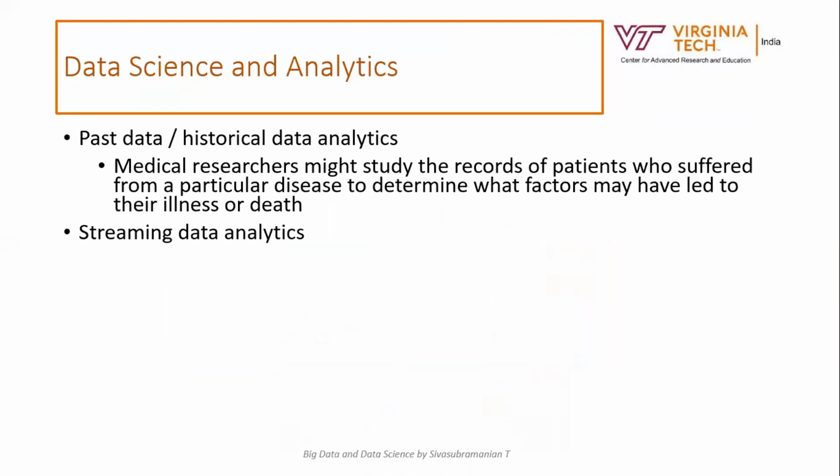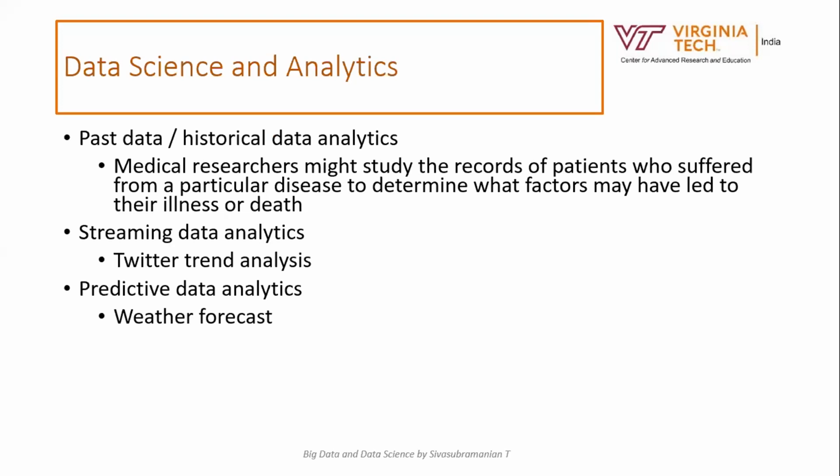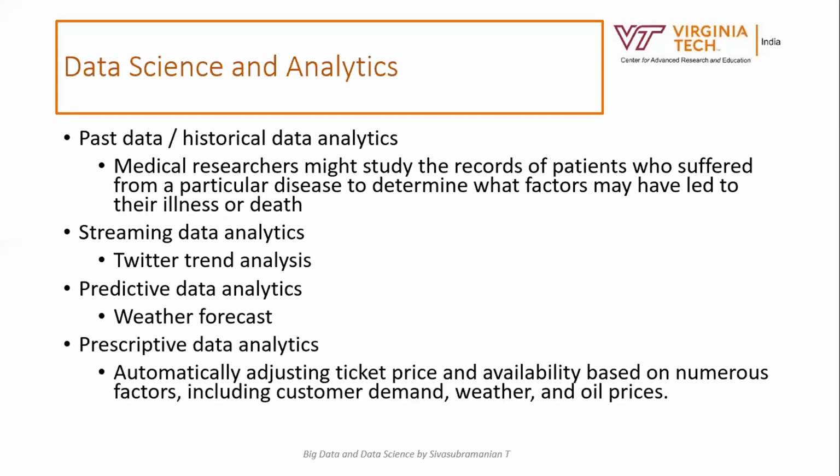So you analyze past historical data. Medical researchers might study the records of patients who suffer from a particular disease to determine what factors have led to the illness or death, so that they are able to come up with an easier diagnosis of the ailments. And you have streaming data analytics. For example, you have Twitter data or Facebook data, anything which is a data stream coming continuously. There's no start and stop at a particular time frame, right? So you continuously get all those things, process them, and use the streaming data to make predictions. You also have weather forecast data, and prescriptive data analytics.